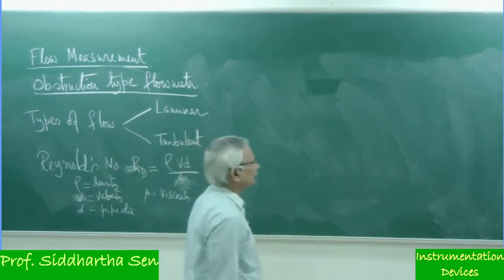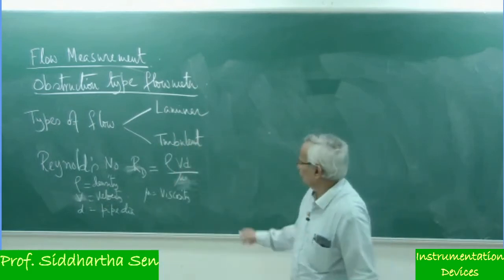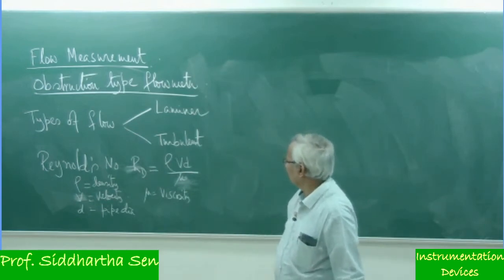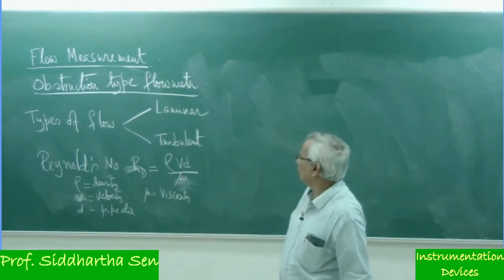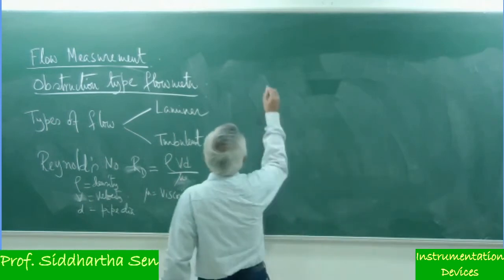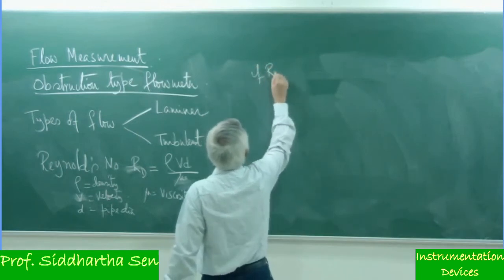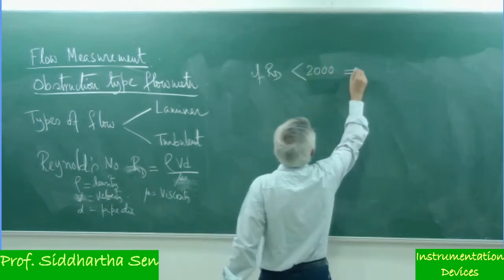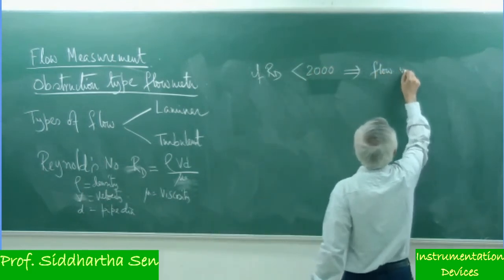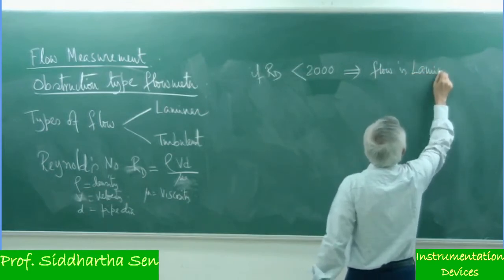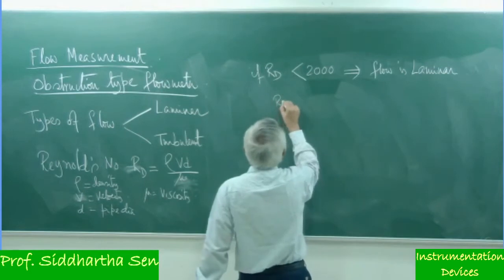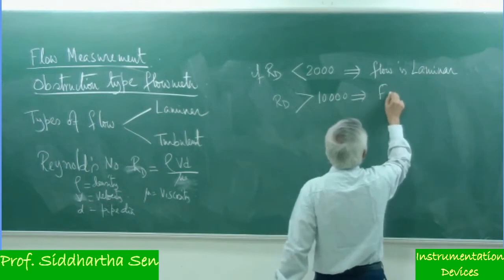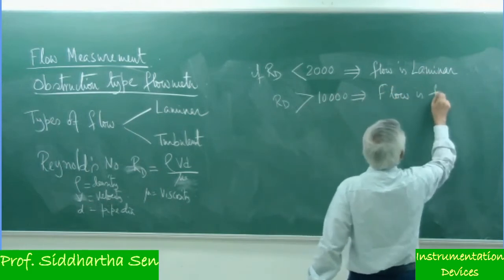So if the flow is viscous, mu is high, and the Reynolds number will decrease. At the same time, if the velocity is more, the Reynolds number will increase. And we normally say that for water, if the Reynolds number is less than 2000, the flow is laminar. On the other hand, if the Reynolds number is greater than 10,000, we say the flow is turbulent.